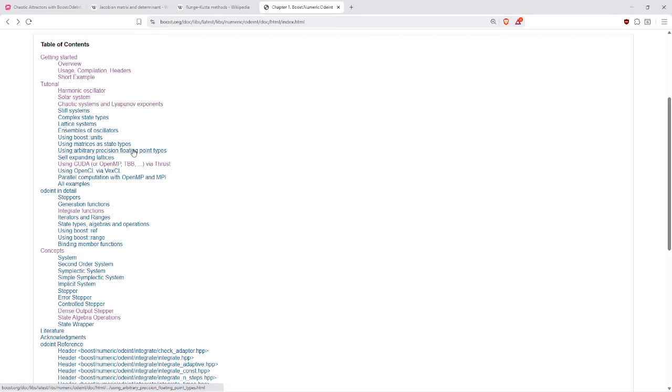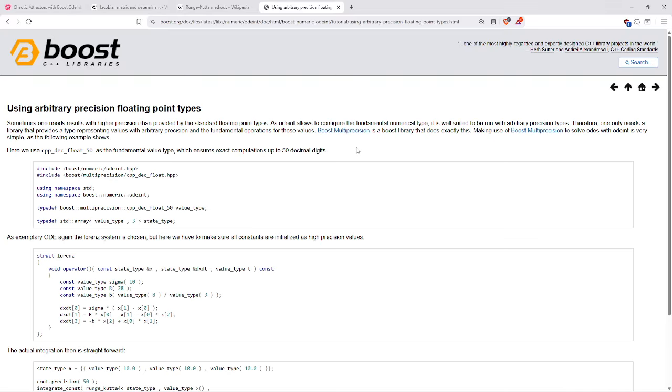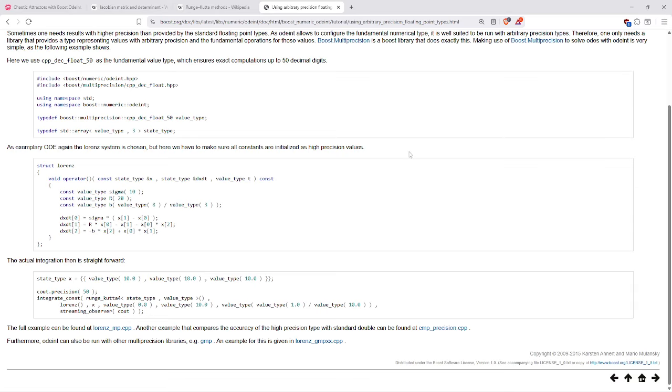It is, as they mention here, using arbitrary precision floating point types. It is possible to use this library with boost multi-precision. So if for whatever reason the state of your system needs more precision than can be supplied by a float or a double, and you need arbitrary precision floating point values for the state variables of your system, that is certainly possible. And you might think, why would you want to do that?